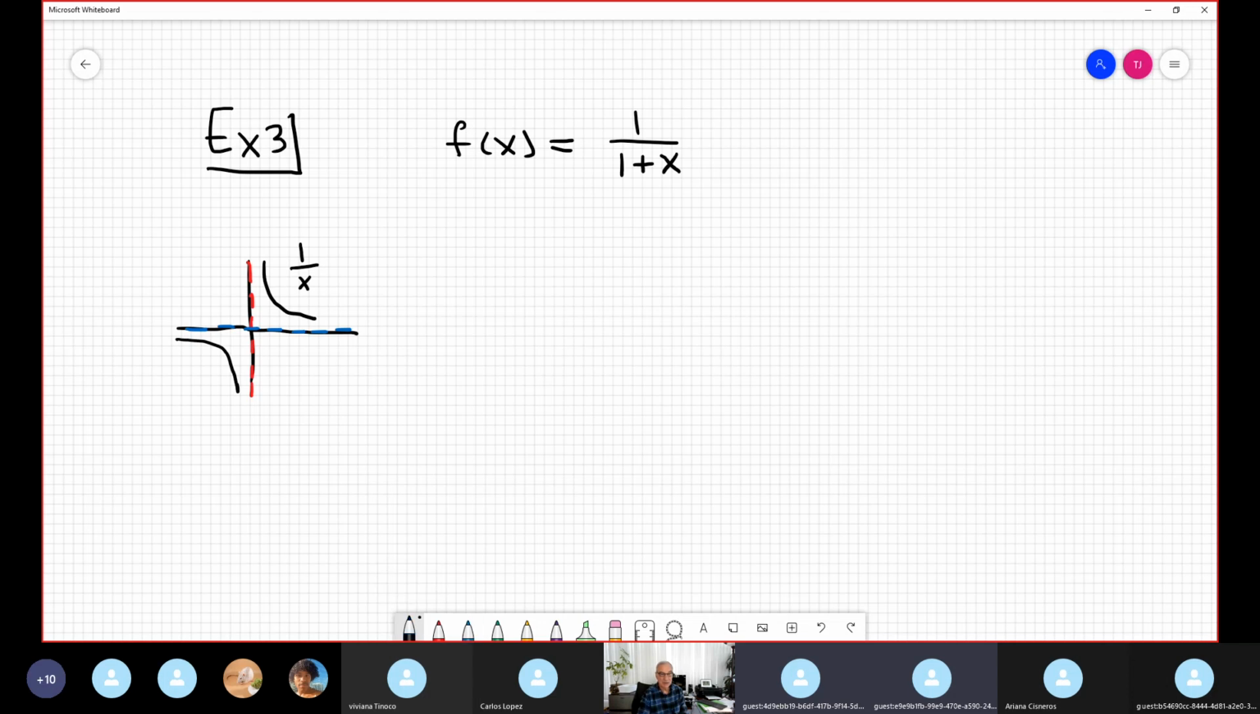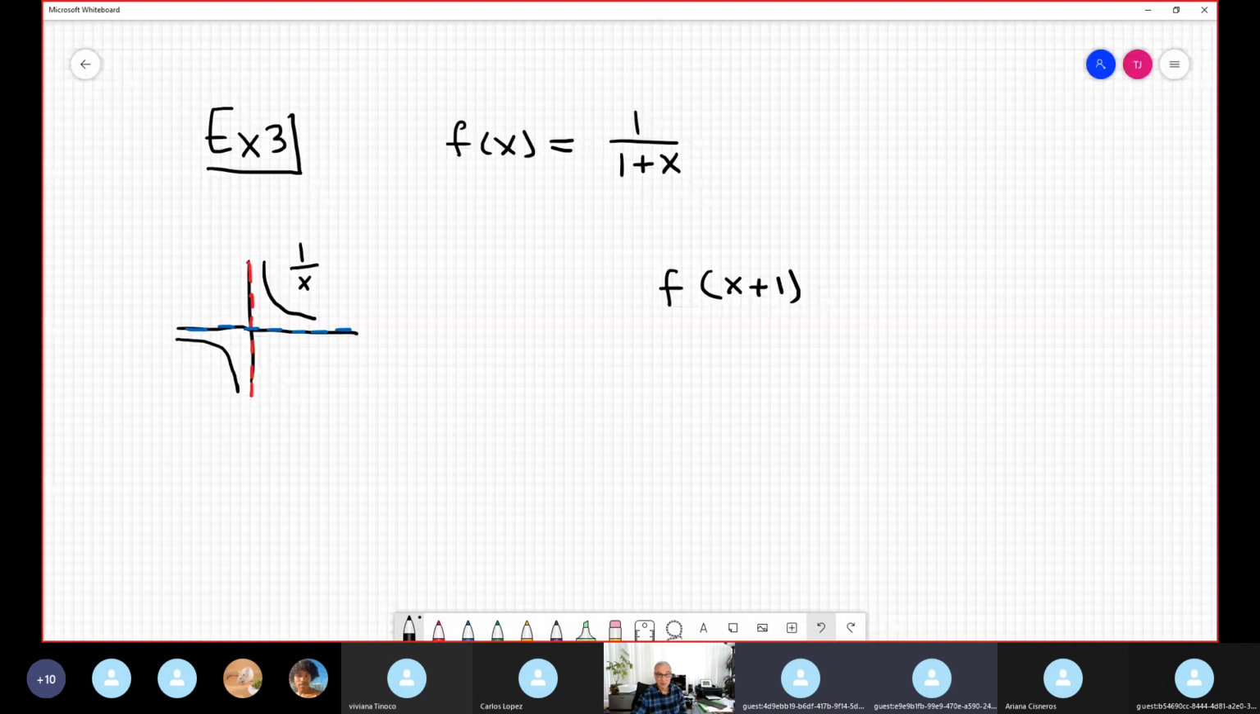So what is the difference between this and this? This is f evaluating x plus 1, no? So we are doing a horizontal shift, but 1 unit to the left. To the left because it's positive, no? So approximately, the transformation helped me a little bit to understand the graph, no?